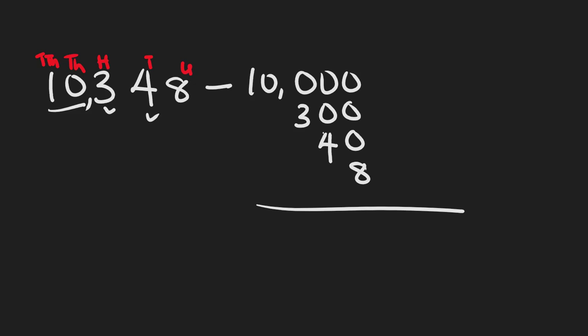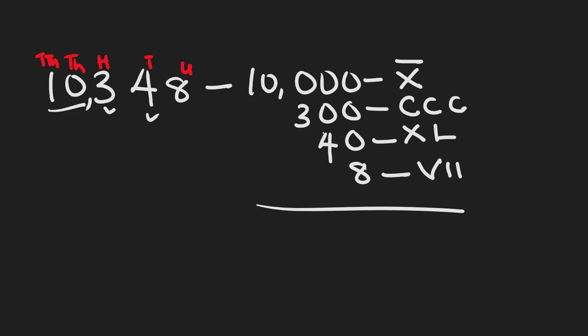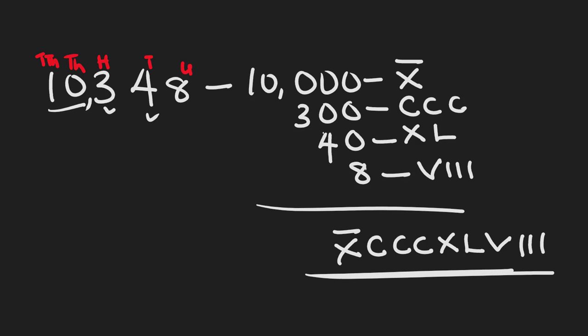So what is 10,000? As we've seen, 10,000 is X with a line. Then what is 300? 300 is CCC. What of 40? 40 is 50 minus 10, which is XL. And 8 is actually 5 plus 3. So it's going to be X bar, CCC, XL, VIII. So this is 10,348.